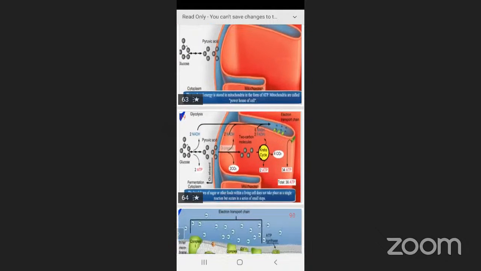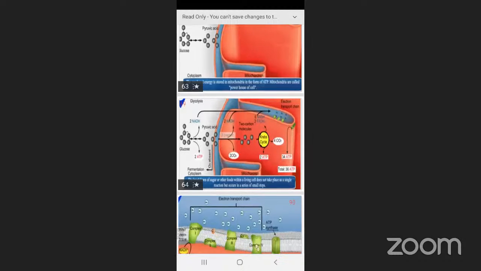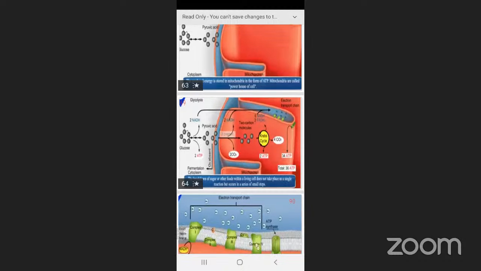So mitochondria are called the powerhouse of the cell because the produced energy is stored in mitochondria in the form of ATP, adenosine triphosphate. One ATP gives 7,200 calories.